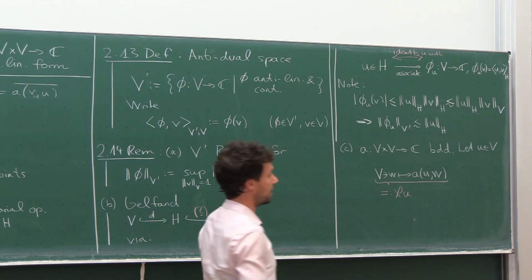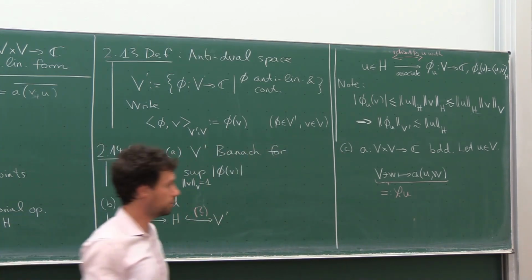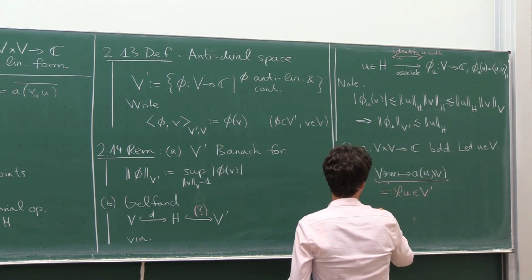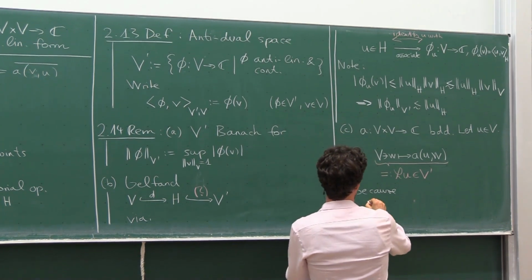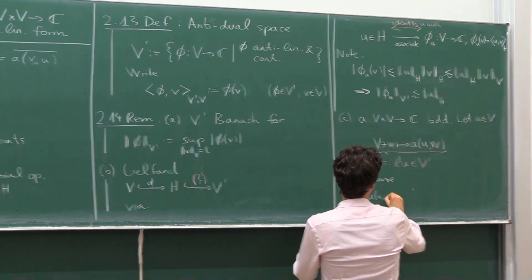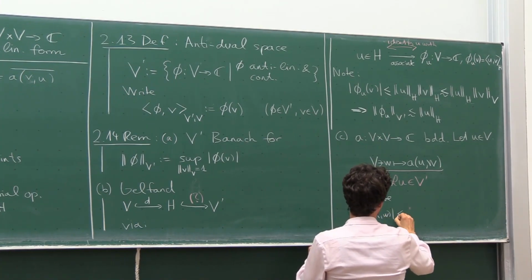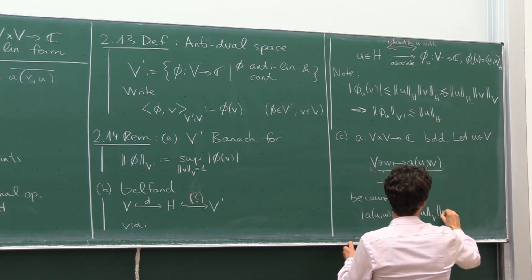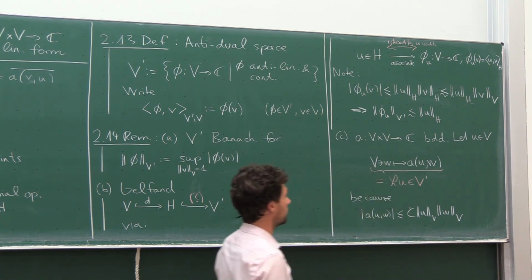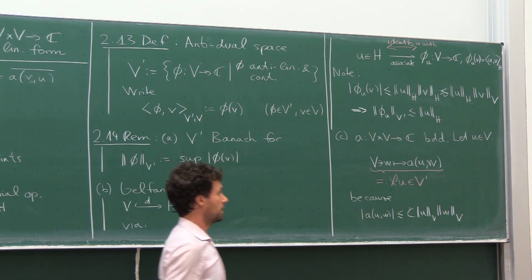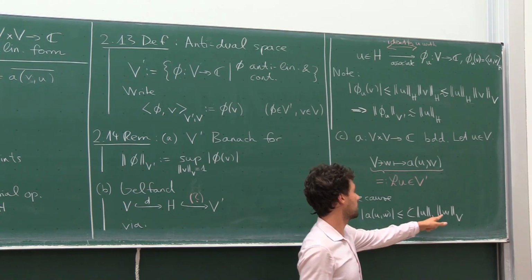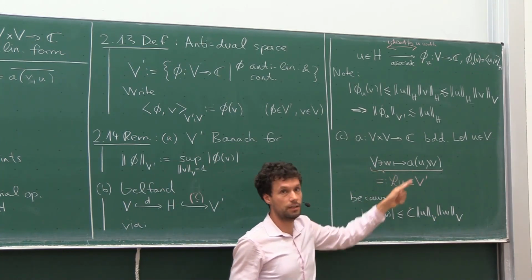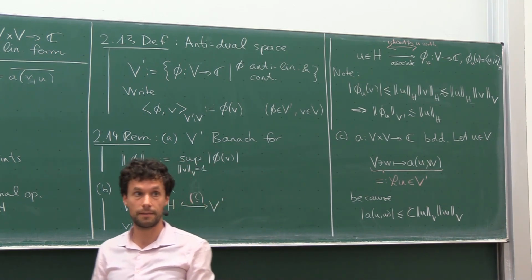And I want to call that guy script L of U because it is associated to U, and all this is simply because when you compute the absolute value of that thing and you use the boundedness of the sesquilinear form, this tells you precisely that you can estimate by the product of the V norms of the two guys. And so when the U is frozen, this is the norm estimate, the continuity required to say that this functional lives in the anti-dual space.